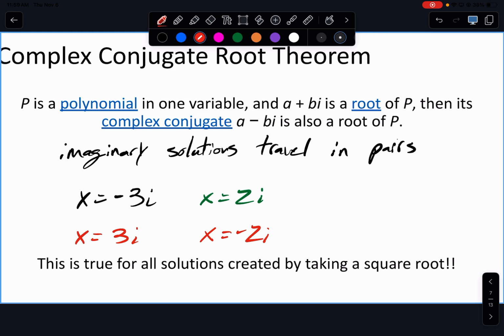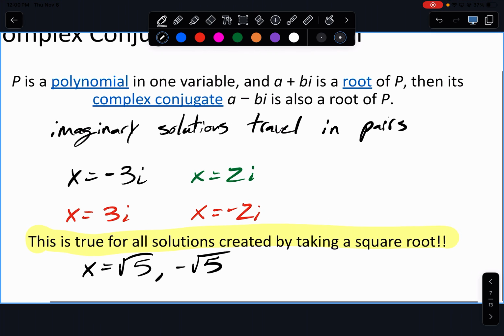Always. If it's imaginary. The same is true, this bottom note here, for square roots. So if I tell you that x equals the square root of 5, it also equals negative square root of 5. Because when we use square root to solve for something, we always do plus minus. So we have to have both versions, the positive version and the negative version. Okay? So then using this, we can create additional solutions that may be missing, and then we can factor it, even if we're provided with one imaginary solution.